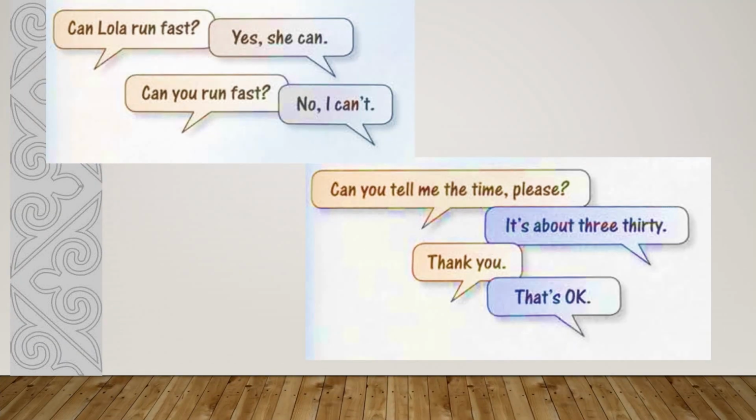Let's see our theme in dialogues, in conversation. Can Lola run fast? Yes, she can. Can you run fast? No, I can't. Can you tell me the time, please? It's about 3:30. Thank you.